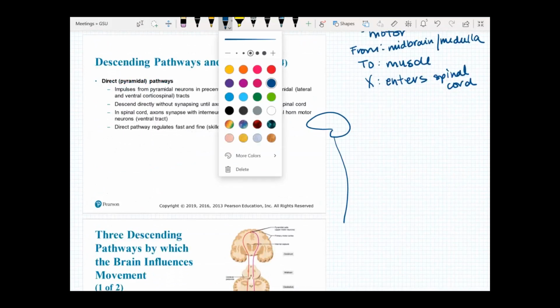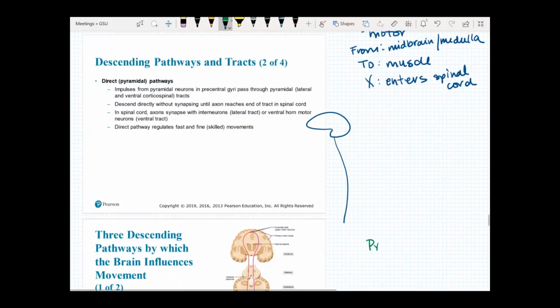So the first one we're going to have is motor. These are descending, so my pyramidal pathway. And then I'll have my indirect pathway to compare. And my pyramidal is going to have my midline of the body. So I'll draw that a little bit better.